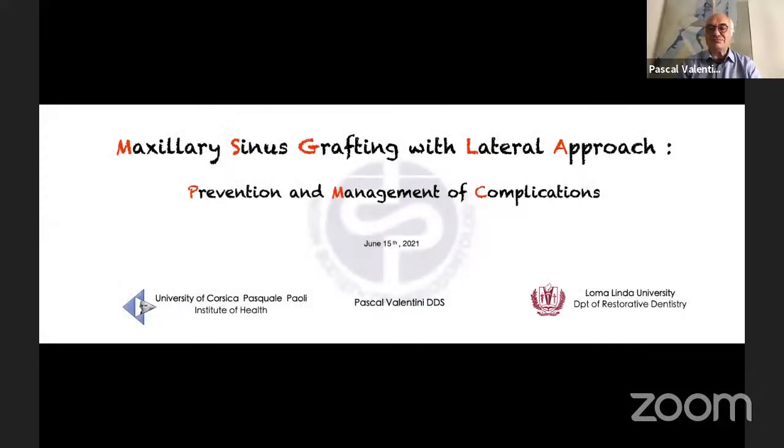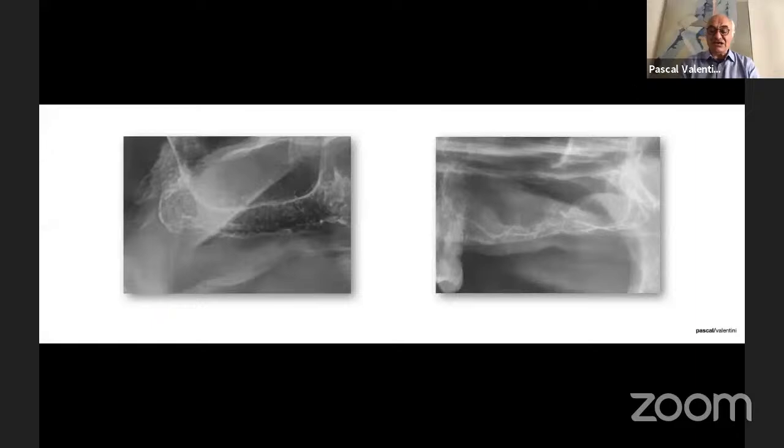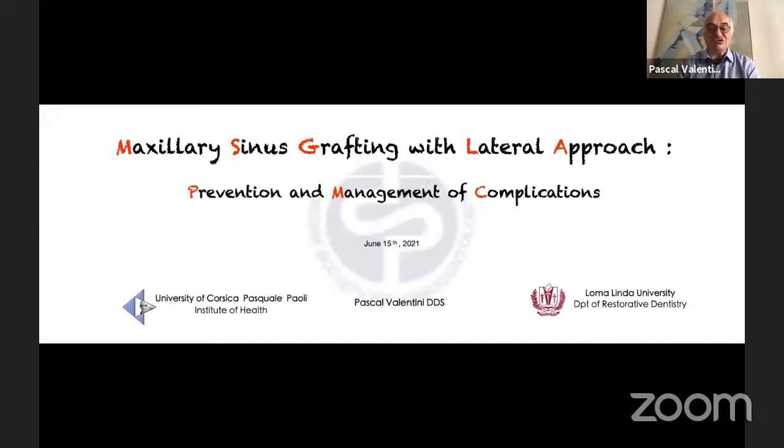Okay, that's perfect. So as Dr. Grover told you, maxillary sinus grafting is a predictable way to place implants in the posterior maxilla, especially when we are using the lateral approach. So what would be our choice for placing implants in the posterior maxilla in case of atrophy, in case of missing bone?